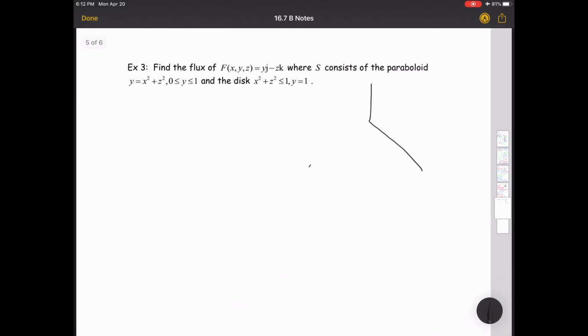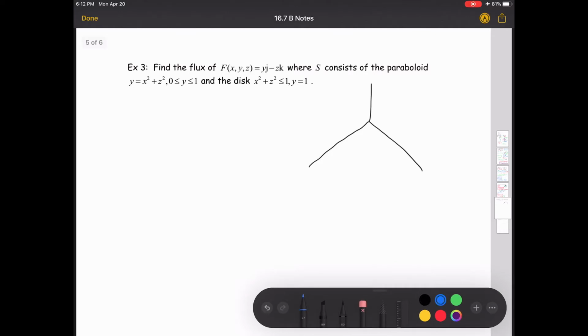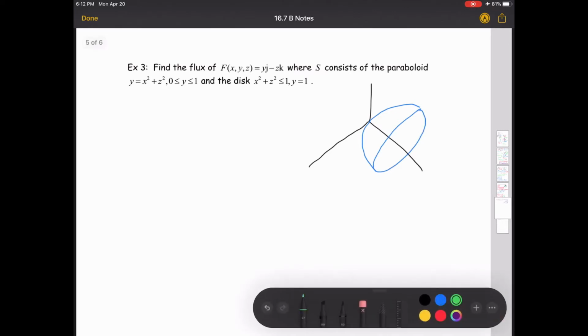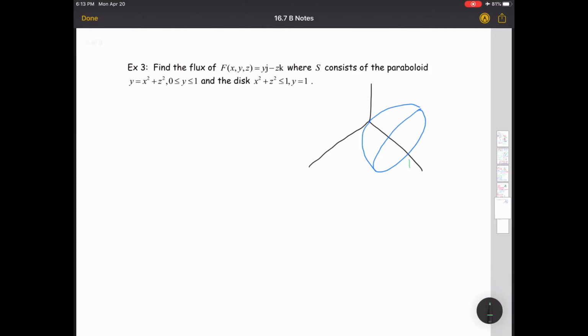So we are talking about the paraboloid, which is actually centered or revolves around the y-axis because it's got x squared and z squared. So it's coming away from here like this. And then it also says it is bound by the disk x squared plus z squared is less than or equal to 1, where y equals 1. So basically, it does something like that. Okay, and that's where y equals 1 with a radius of 1, x squared plus z squared. That's this disk on the side here.